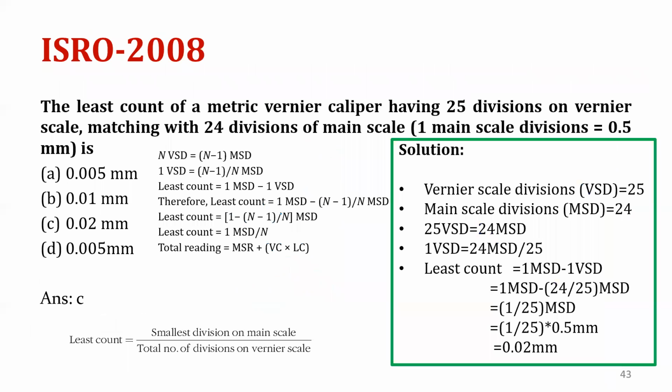The least count of a metric vernier caliper having 25 divisions on the vernier scale matching with 24 divisions on the main scale. One main scale division is equal to 0.5 mm. So for the least count here, 24 divisions is approximately equal to 25 divisions. So least count is equal to 1 MSD minus 1 VSD.